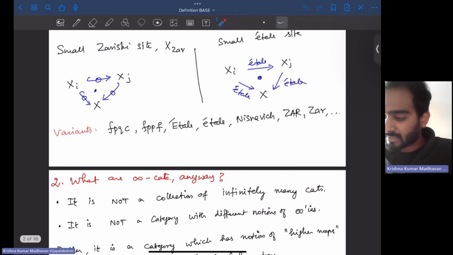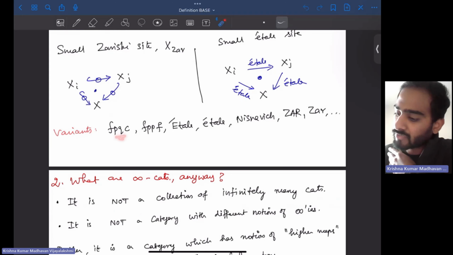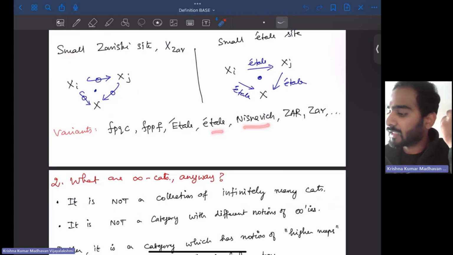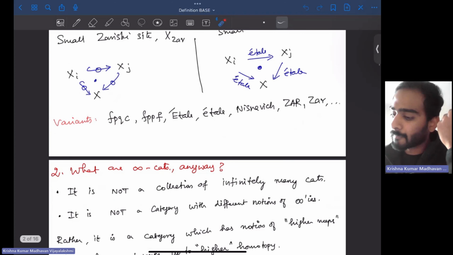So this is in the decreasing order of fineness of the covers. So we have FPQC, FPPF, big étale, small étale. You have Nisnevich, you have the big Zariski, and of course the small Zariski site, right?